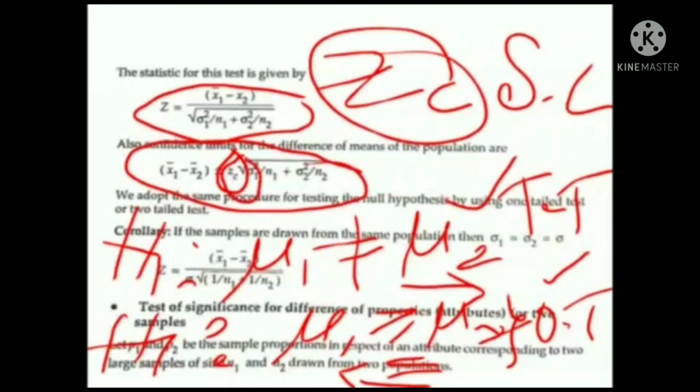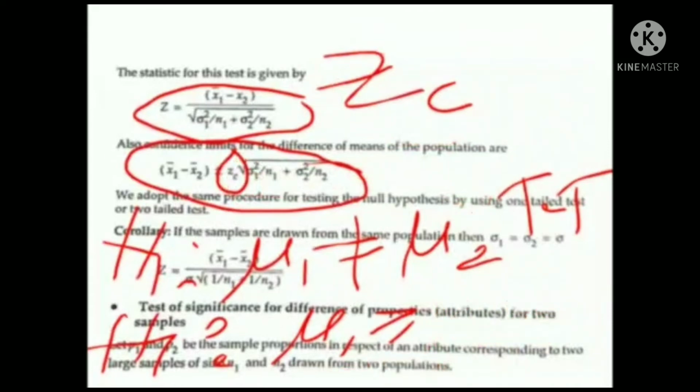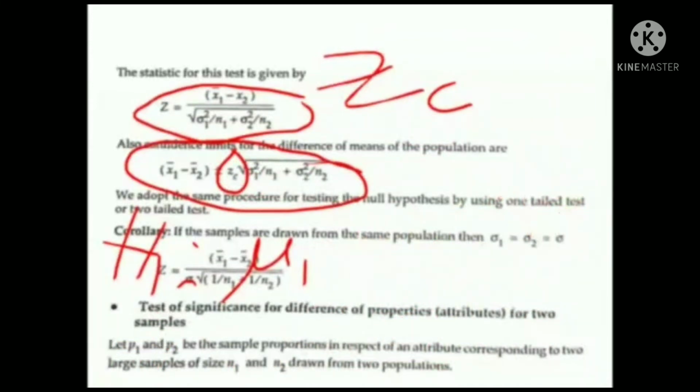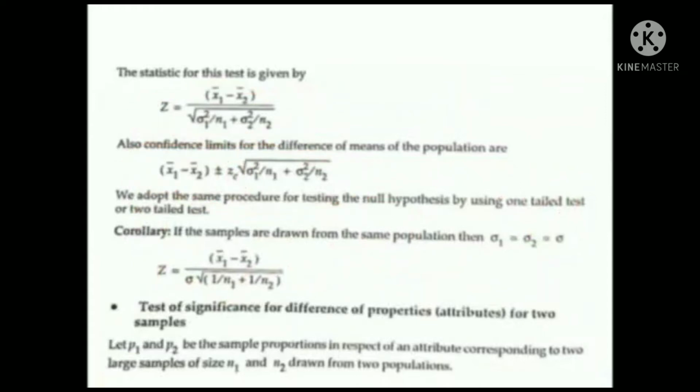And the rest of the terms, that is sigma 1 square, sigma 2 square, n1 and n2, you can substitute from the given question. By substituting and simplifying with the positive and negative signs, you will get two values which can be considered as the lower and the upper limits. That's why you call them confidence limits. Understood? So this is about the confidence limits for the difference of population means.